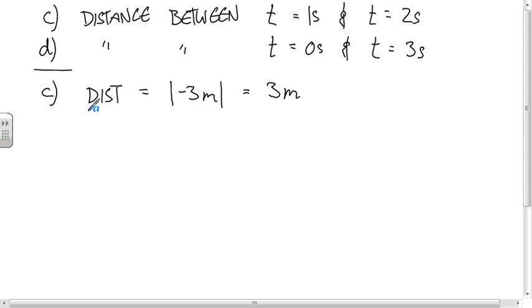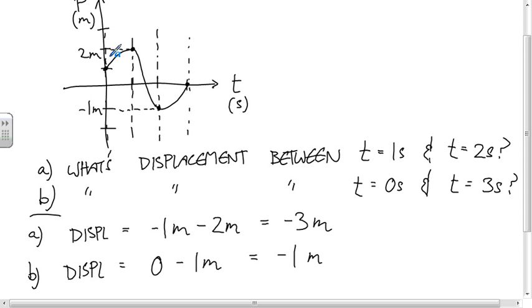Okay, so now let's do the one between 0 seconds and 3 seconds. Between 0 seconds and 3 seconds, it starts out going in the positive direction, right? It's heading up. Then it turns around and goes down in the negative direction, and then it goes up again. So we have 3 different legs of this journey, okay?